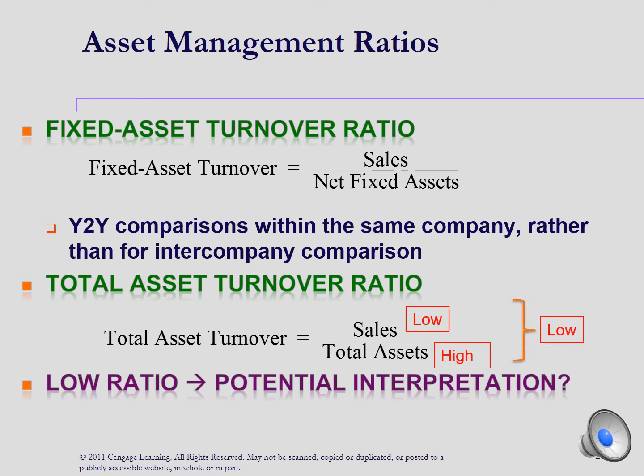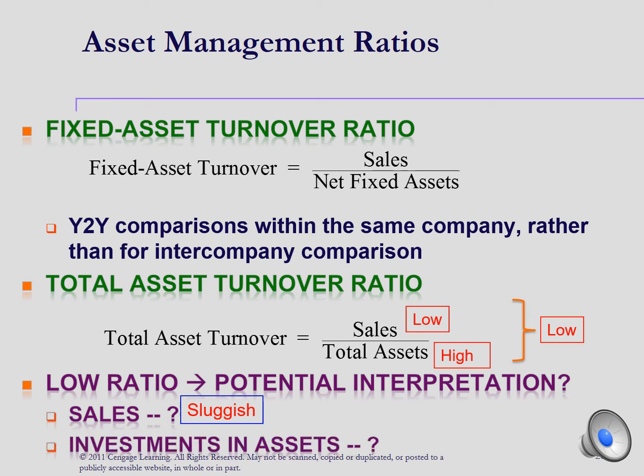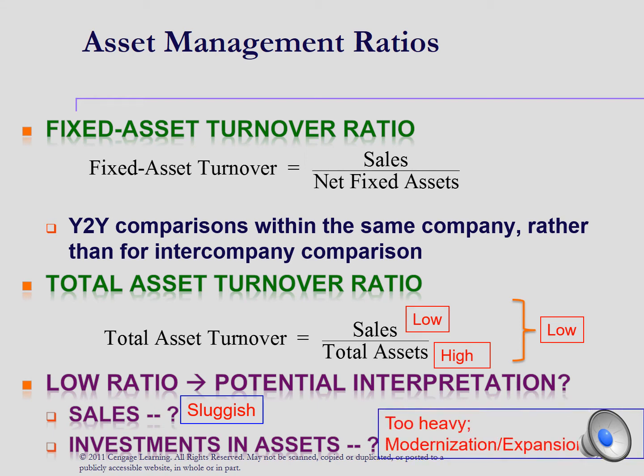If the low total asset turnover is driven by low sales, a firm may want to find out the reason. Is it driven by sluggish sales? If the low total asset turnover ratio is driven by high assets, a firm may want to find out the reason. Is it driven by the fact that the firm is carrying too much production capacity? Is it driven by the fact that the firm is undergoing modernization expansion?